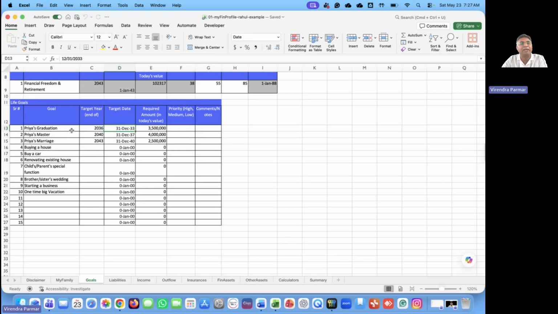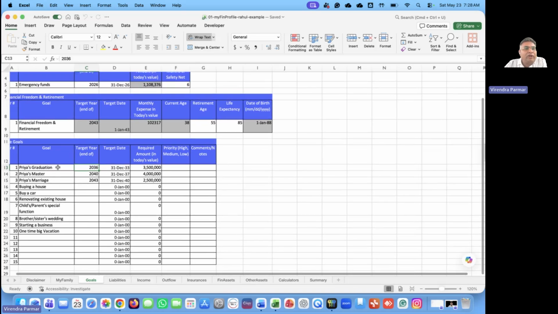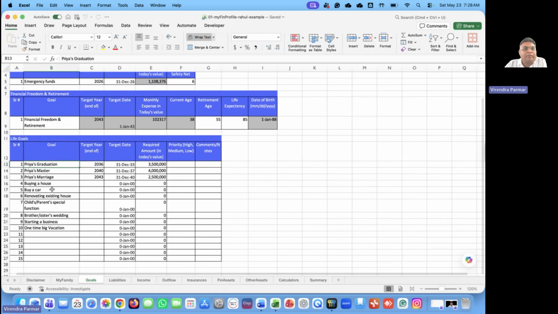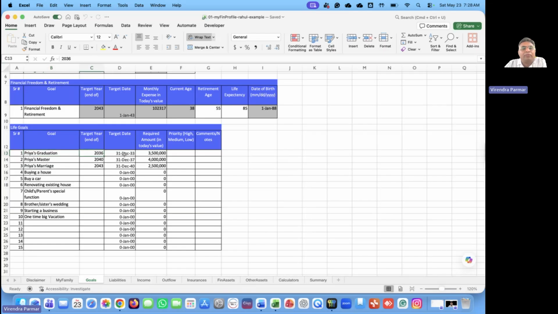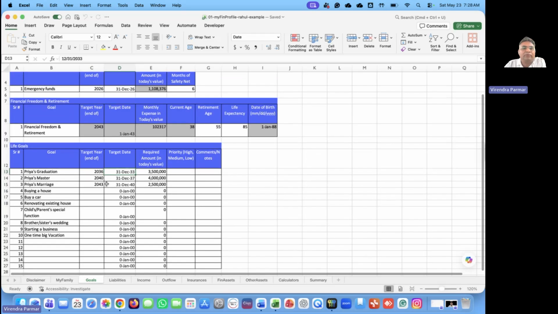So in case of Priya's graduation, he thinks that Priya will be 18 in 2036, and that's when her graduation will begin. So at that point in time, Rahul will need 35 lakhs of today's value. We'll inflate it later, and that will be covered in the next video. Okay. Important notes: you can change the heading of the goals as per your liking, and that's recommended. If you fill up here, it automatically calculates the date as 31st December, or if you just put the right date also, it just works. You can do either way, it's fine.